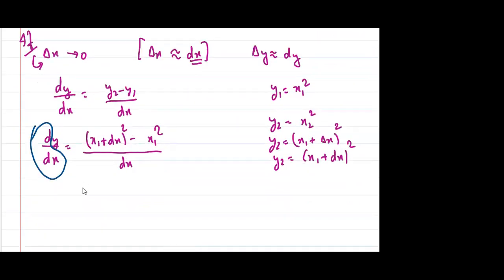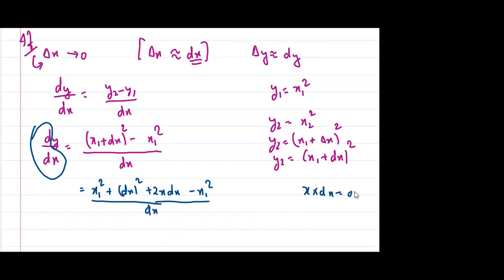Now let us study. What is a plus b whole square? A square plus 2ab plus b square. Anyone have any doubt in this? No, sir. Now, can I write x into dx is equal to dx square?